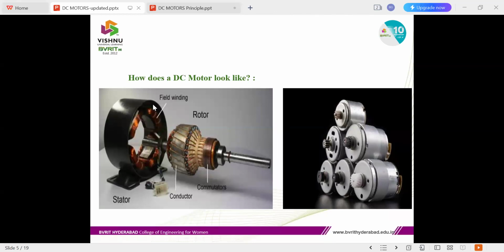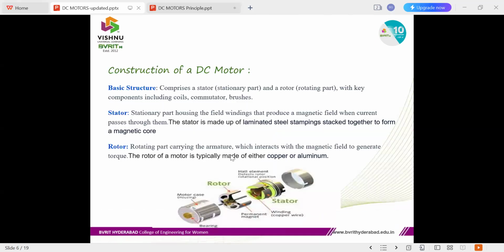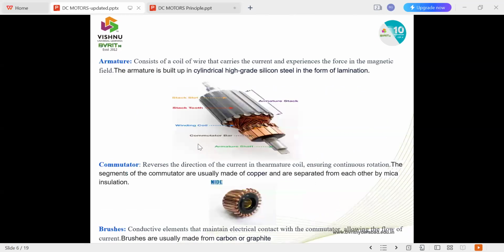So this is how the DC motor looks. This is your stator. In that you have the magnetic poles, and the field winding is mounted. Then the rotor, over which we have the armature conductor. This is the commutator. And this is called the shaft. So this is what we have discussed.